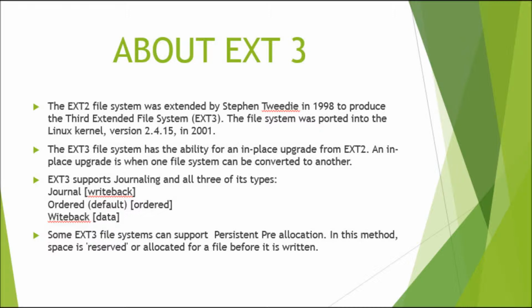ext3 supports journaling and all three of its types: journal, ordered, writeback. Some ext3 file systems can support preallocation. In this method, space is reserved or allocated for a file before it is written.